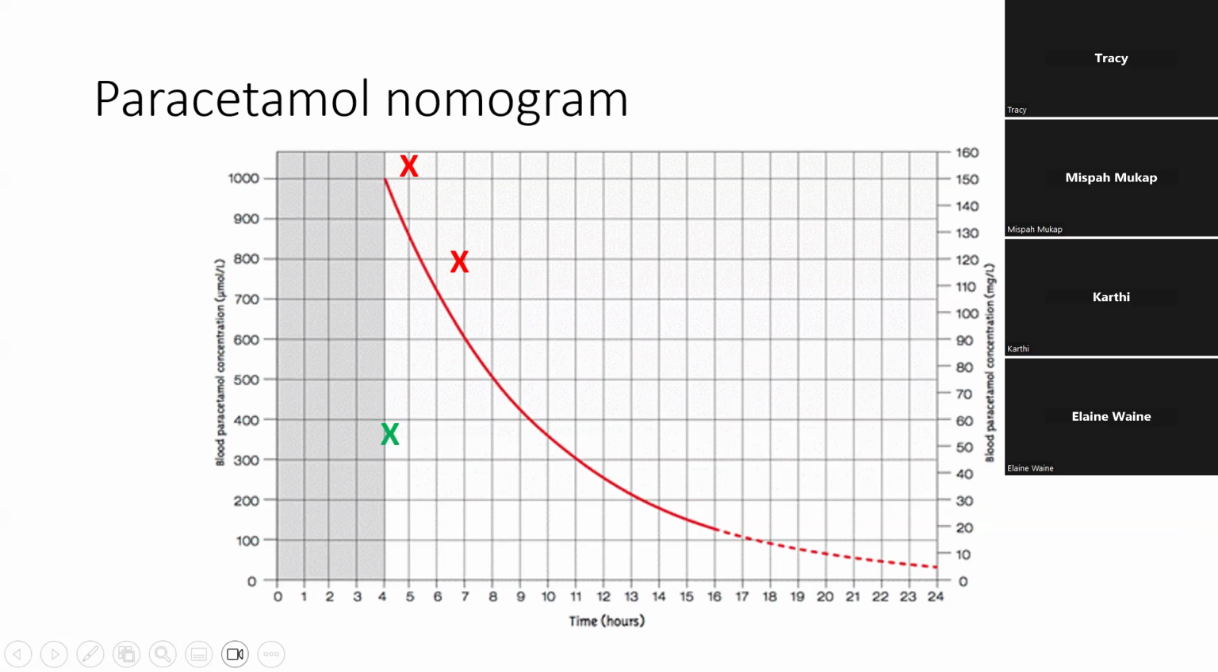Mistakes can be made if you plot the nomogram according to one and you think it's the other. So if your level of paracetamol is below 150 milligrams per liter, then at 4 hours you don't need to give N-acetylcysteine. If it's above 150 milligrams per liter at 4 hours, or if, for example, you see the child at 7 hours and it's above 90 milligrams per liter, then you need to give N-acetylcysteine.